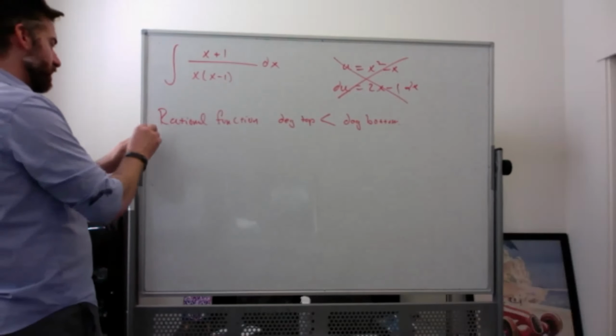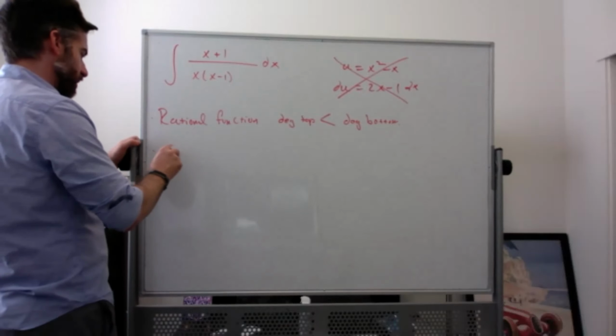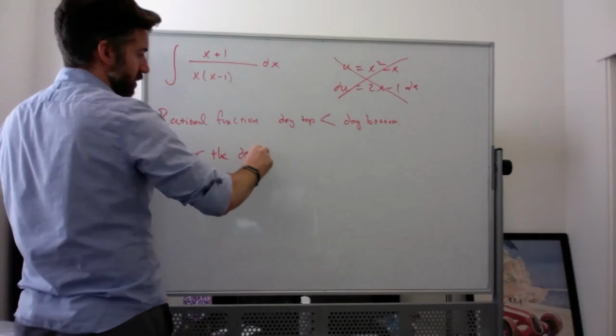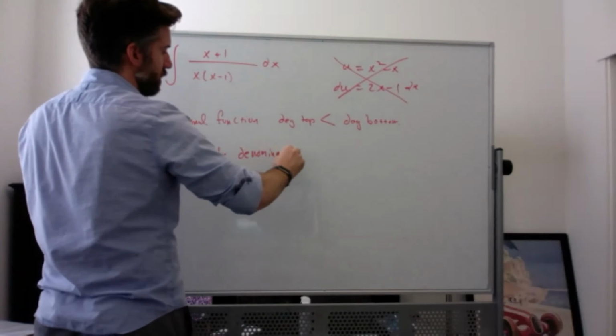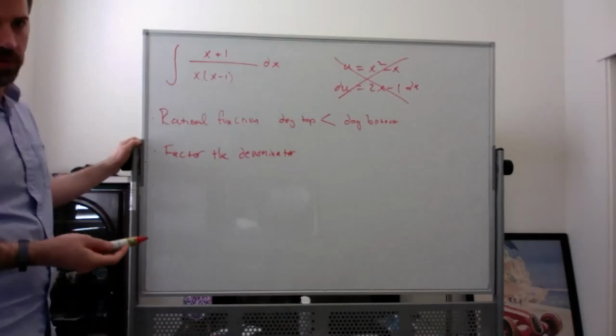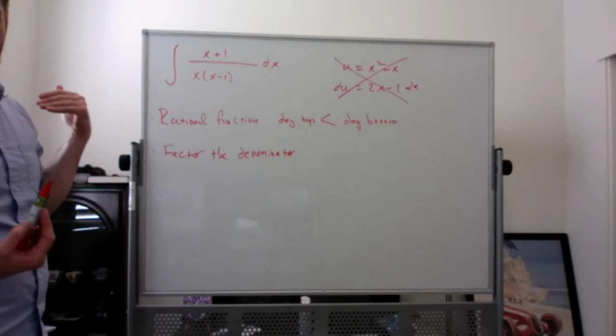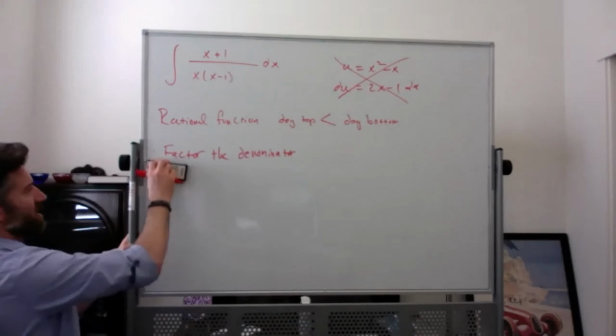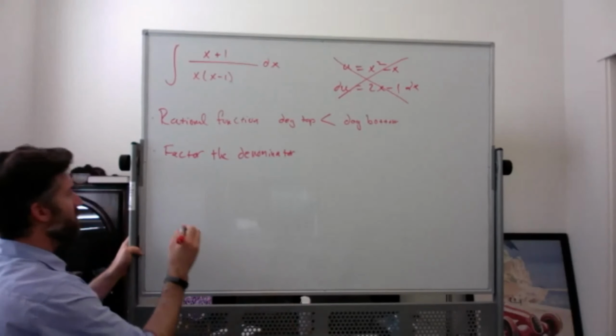The second thing that has to be true is you have to be able to factor the denominator. If you can't factor the denominator in some meaningful way, you cannot use partial fractions. Here, the denominator is already factored for us. Most of partial fractions is just algebra. So here's what we're going to do.